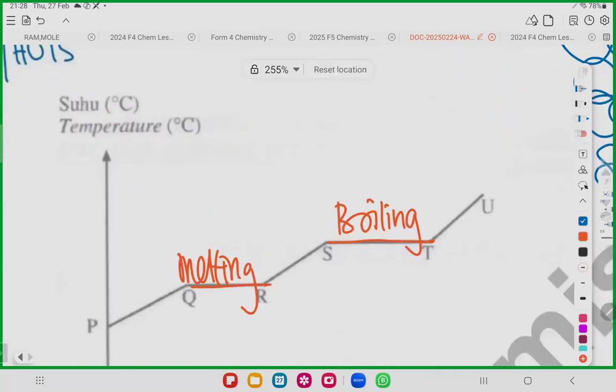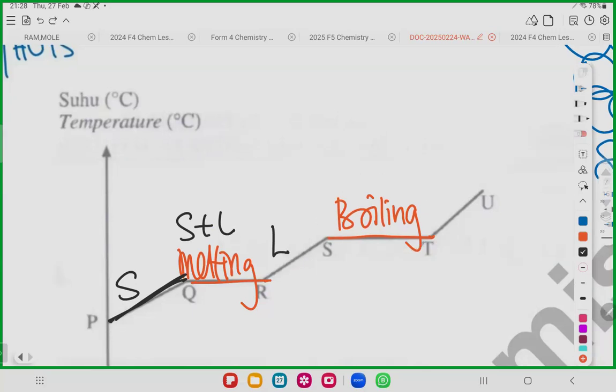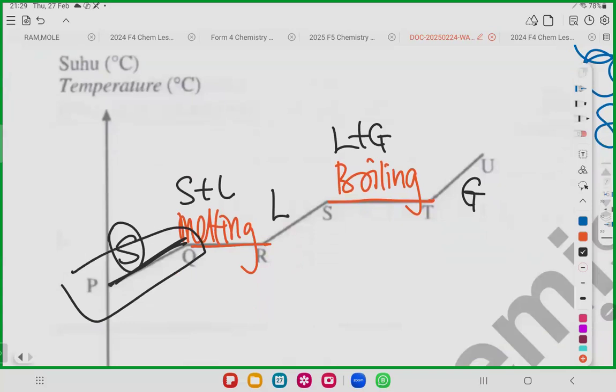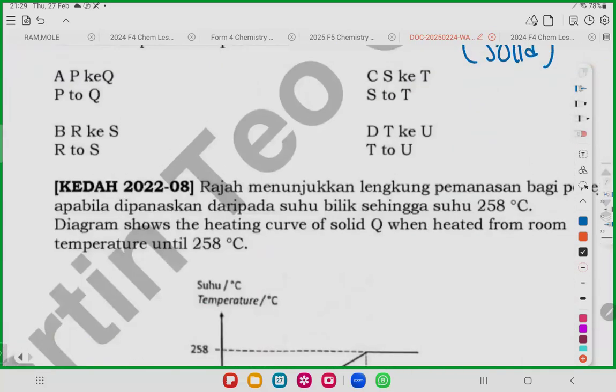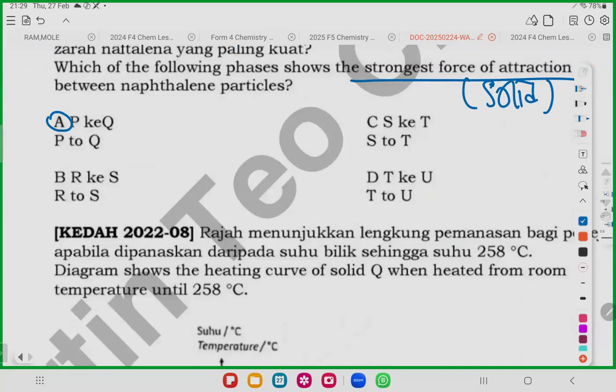So we know this is melting. Before melting, everything is solid, right? During melting, solid and liquid. After melting, liquid. During boiling, liquid and gas. After boiling, gas, isn't it? So what do we want? Solid. In a solid, the particles stick together, they have a strong force. Where is solid? Here, PQ. So the answer is P to Q.